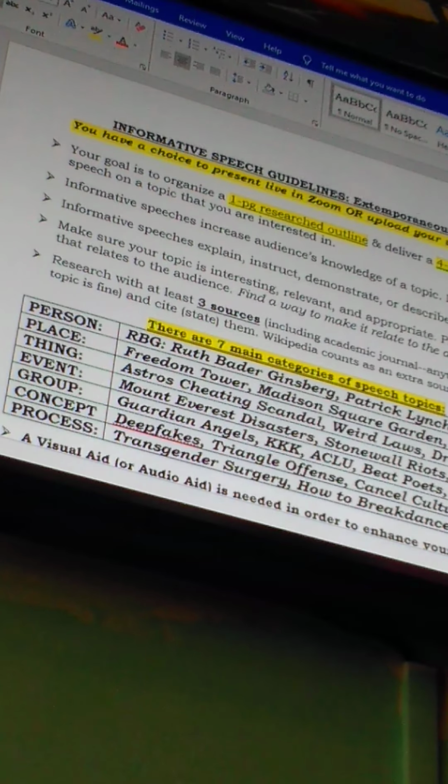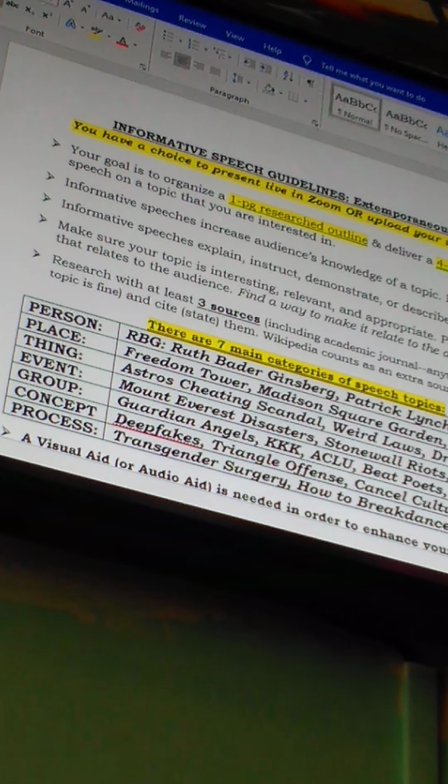So again, this is an informative speech on pretty much anything that you'd want. It will be researched and hopefully it's something that you have a bit of knowledge on already and you're looking forward to researching more. Again, you have the choice if you want to sign up for a slot in Zoom or if you want to do the upload of the video of your speech.